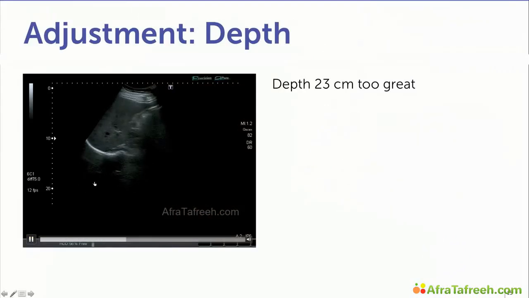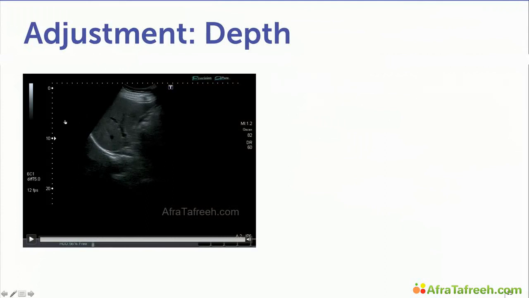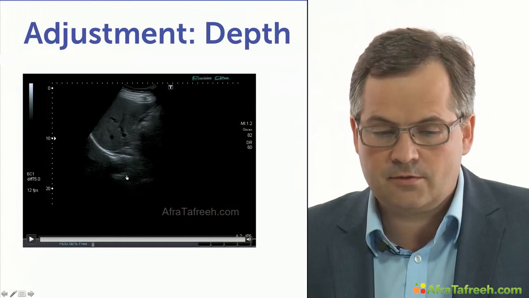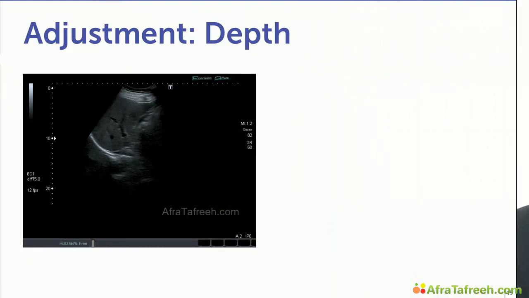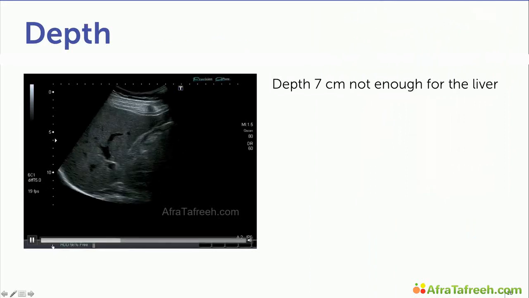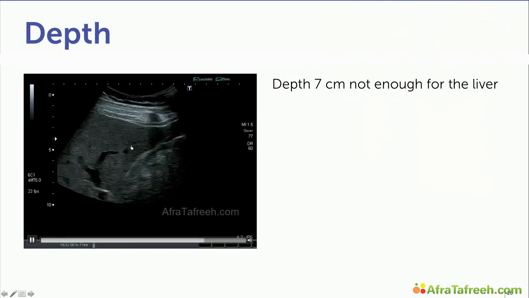Here we can see the depth is not correctly set. The liver is only shown here in the upper field of the screen. There are no echoes seen over here. So we're going to adjust the depth. Let's see what happens now.